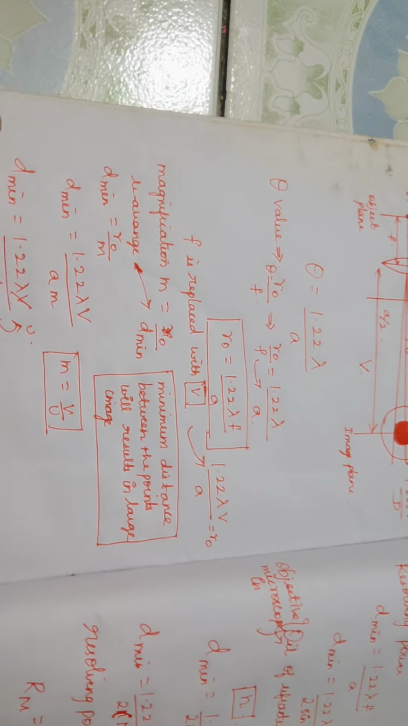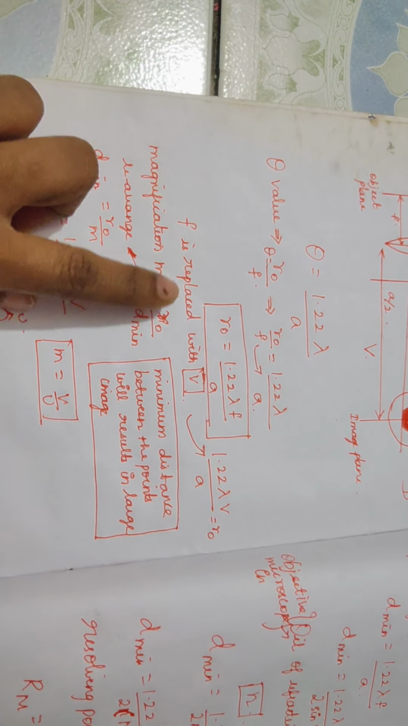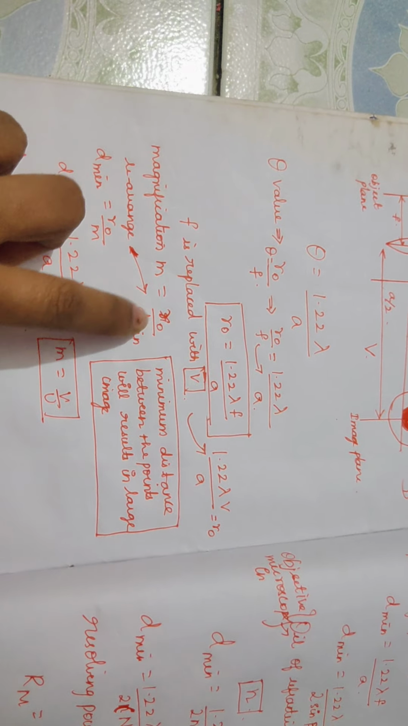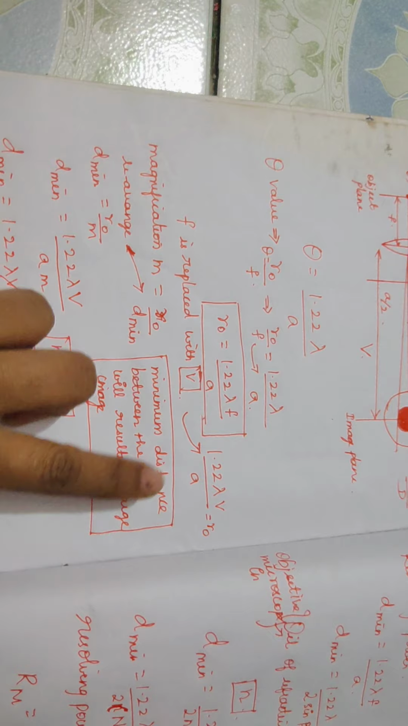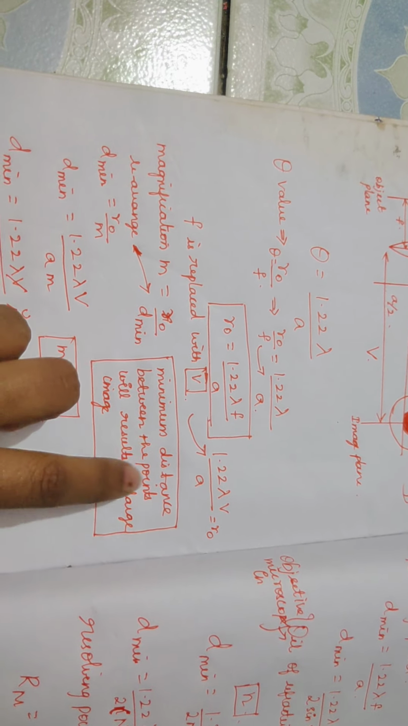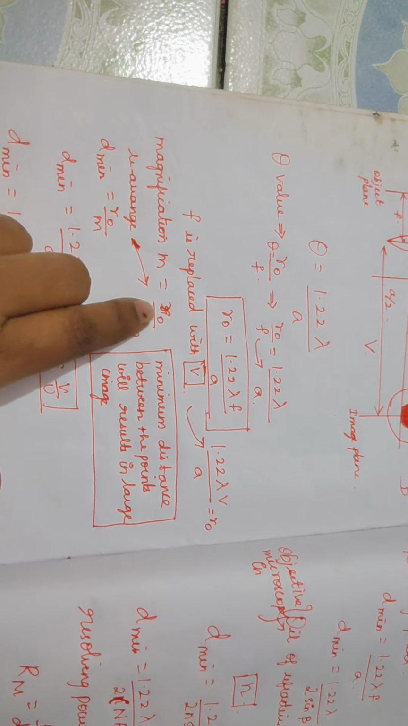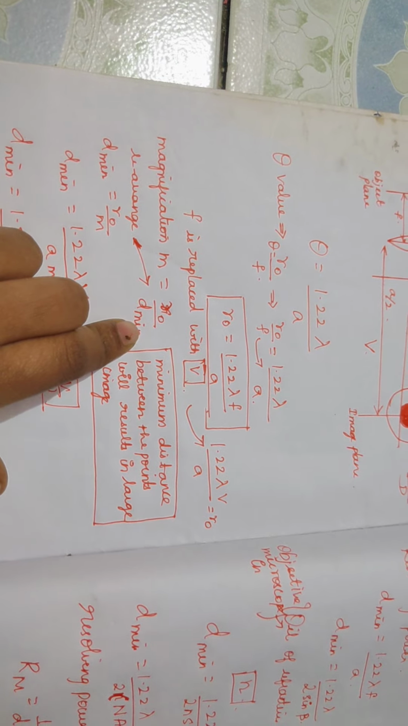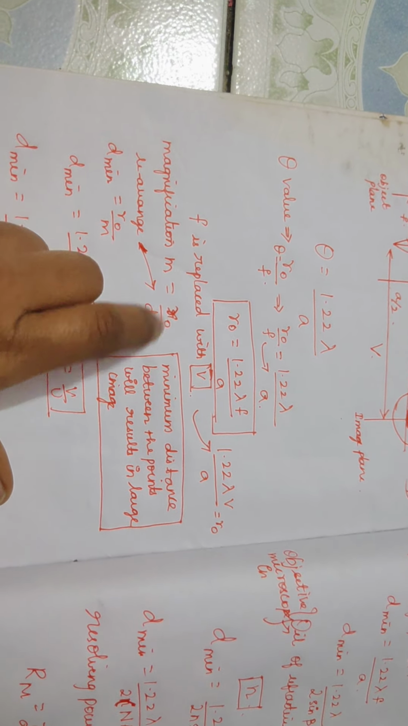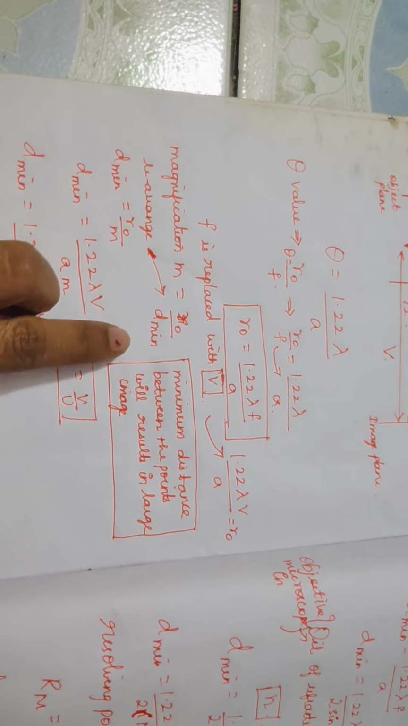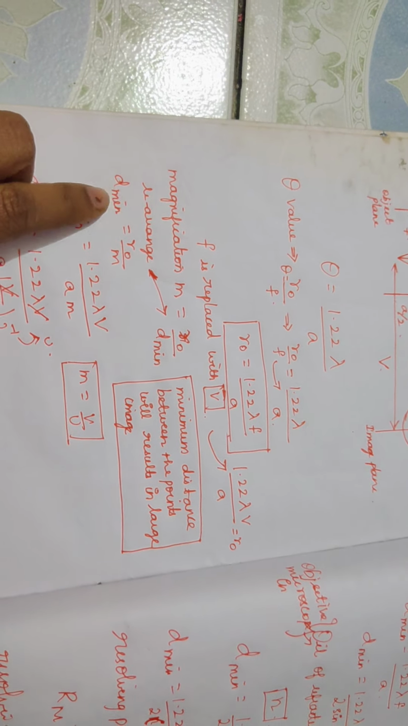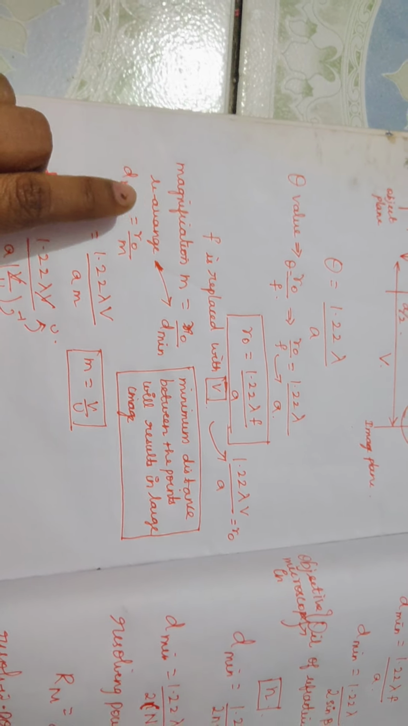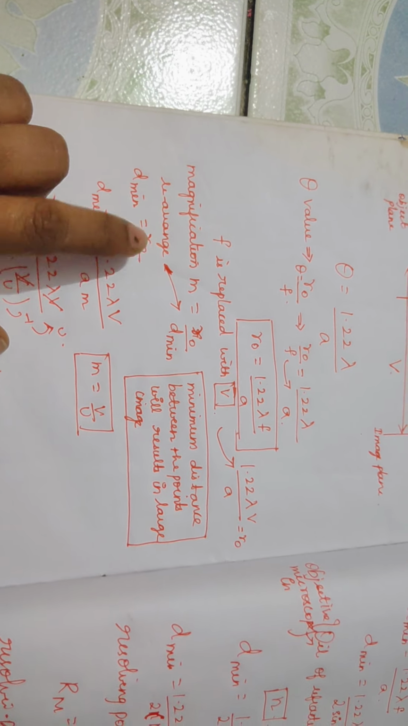For the magnification we have one formula: M is equal to R naught divided by the minimum distance D minimum. When I want to get a large image, the minimum distance between the points must be small, so that I get the large image. So magnification is equal to R naught divided by D minimum. Now I am going to rearrange this equation. I need the minimum distance, so D minimum is equal to R naught divided by M.